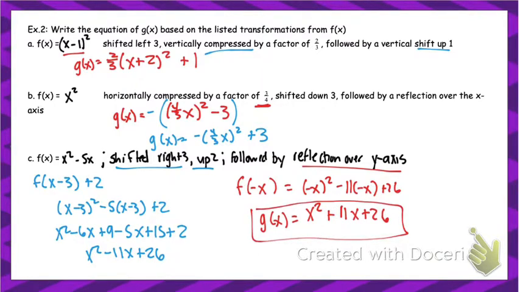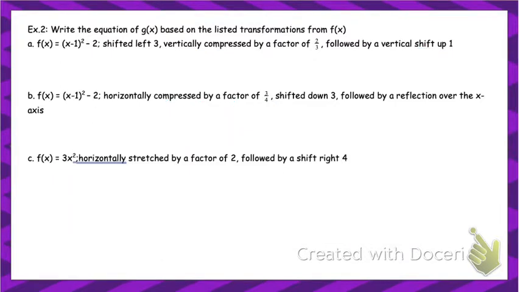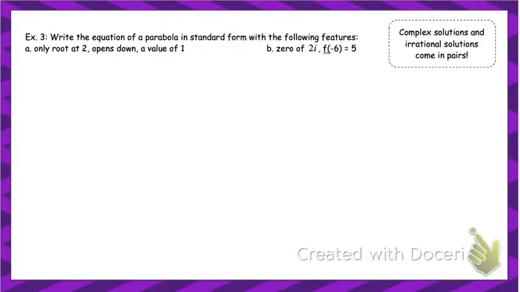All right, so the next thing we're going to look at is a little bit heavier on the algebra, and this is a little bit of the newer part. Basically, given some of these roots, we're going to determine what our equation is, and then we're going to write these in standard form. On this first one, we're going to write the equation of a parabola where the only root is 2, it opens down, and it has an a value of 1.